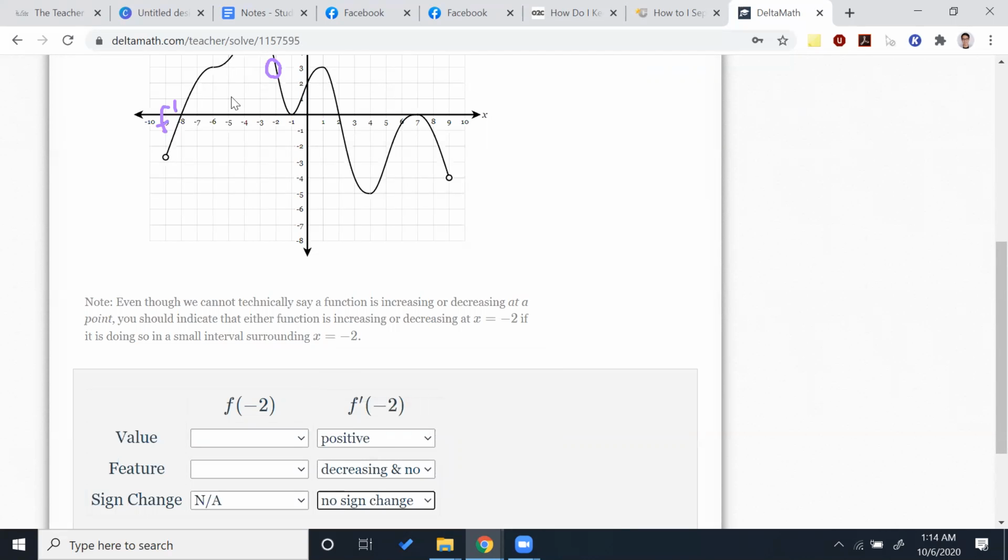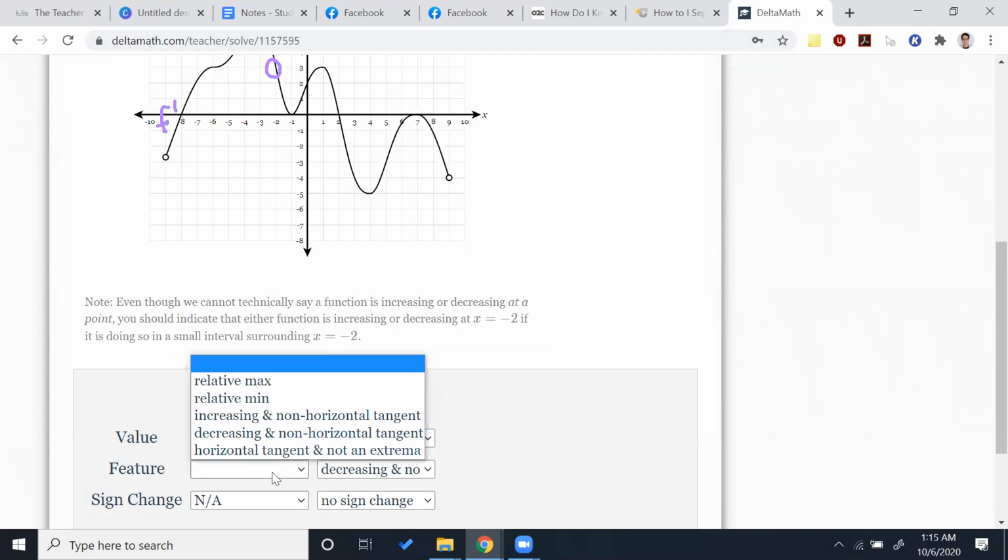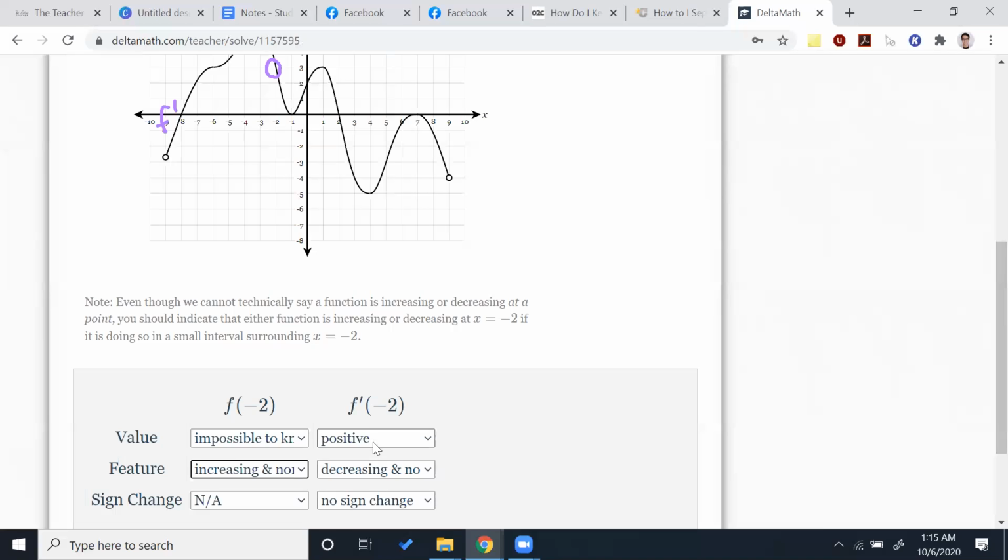Sign change, no sign change. It still remains positive. You see that? Around -2 it's still above the x-axis. No sign change. It's positive, positive, right? Value, again, impossible to know. The feature is, because there's no sign change, this is just going to be increasing because f prime of -2 is positive, right?